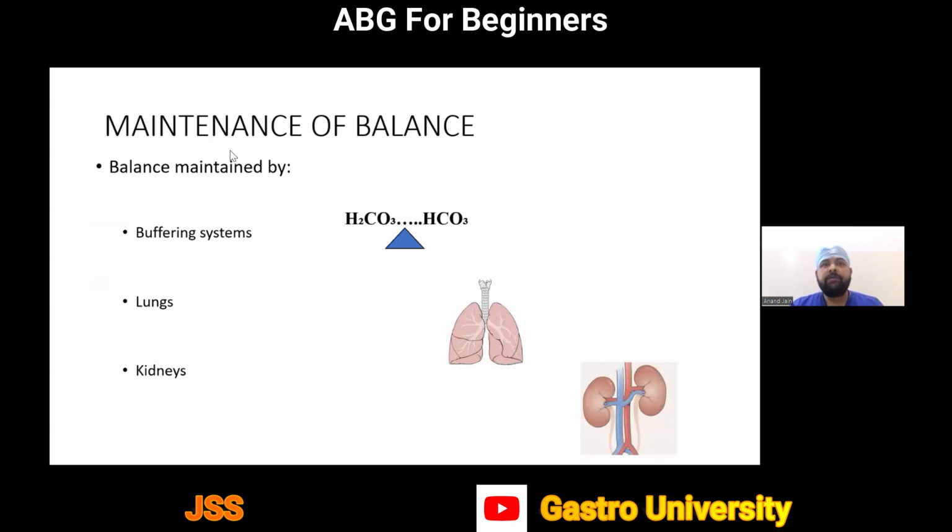And similarly, if the PCO2 rises, the pH is going to fall. Then in those cases, the kidneys come into play and they will excrete excess hydrogen ion through the tubules in the form of ammonium.